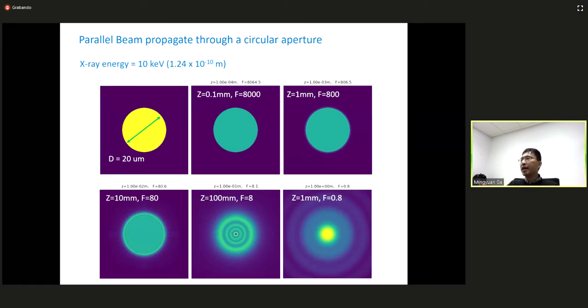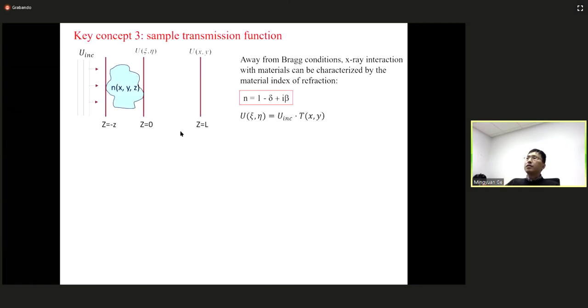So the third concept I want to introduce is how the beam interacts with the sample. Previously, we learned how to calculate the beam propagating from z equals zero to z equals L. But before z equals zero, there's an interaction between the beam and the object. Different materials have different dielectric constants, which is N. This N has two important components, the delta and the beta. The delta is related to the phase change when the beam interacts with the object, and the beta is more related to the absorption.